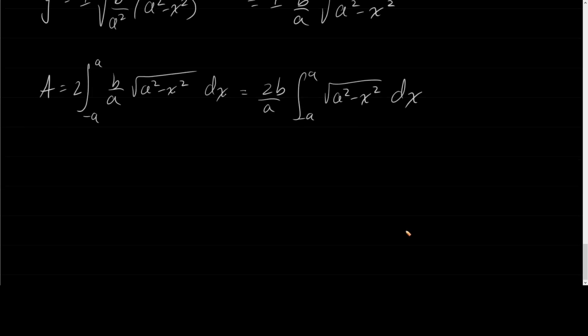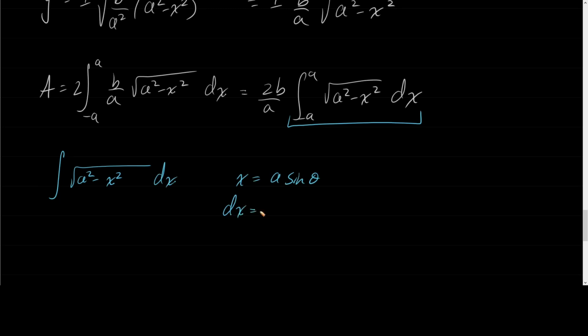All right, so now in that integral, let's do that integral by itself. We'll worry about this 2b over a later. So let's look at that integral. So we have the integral, and I worry about the bounds later too. So we have the square root of a squared minus x squared dx. In here, we're going to do trig substitution. We're going to say let x equal a sine theta. Then dx would be, the derivative, a cosine theta d theta.